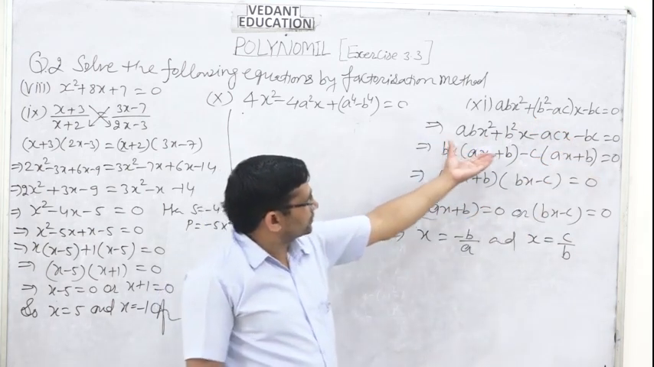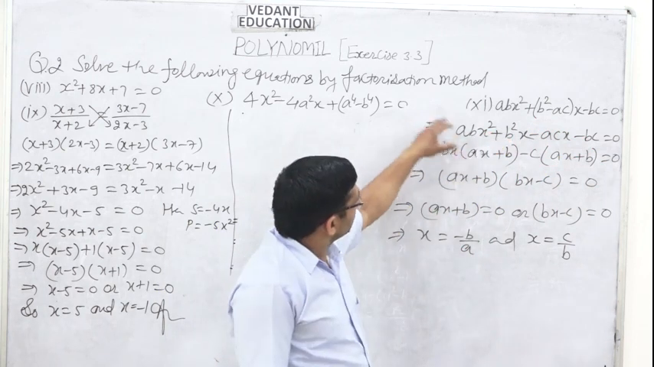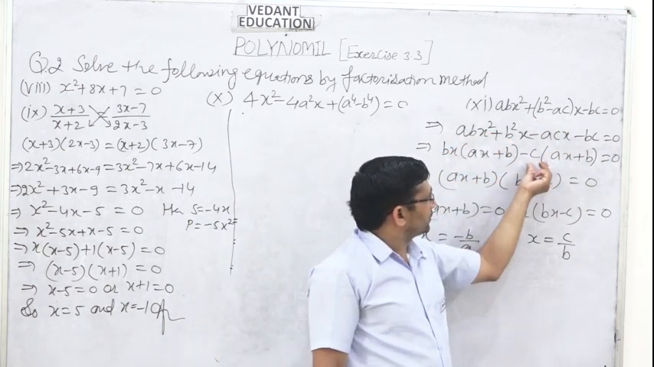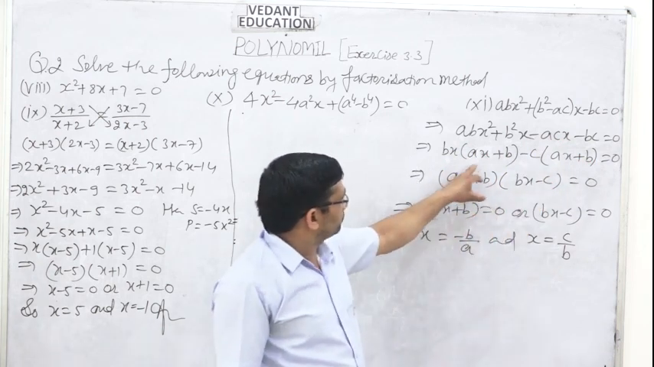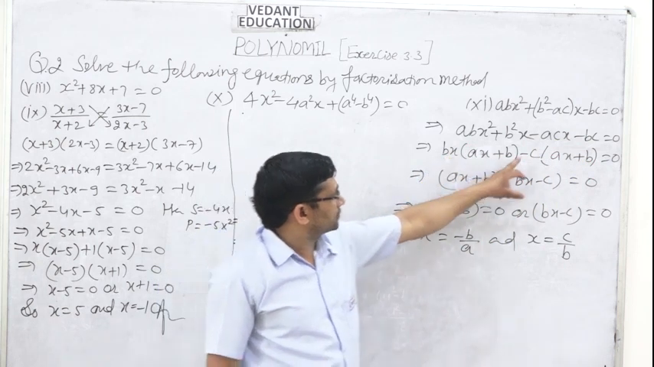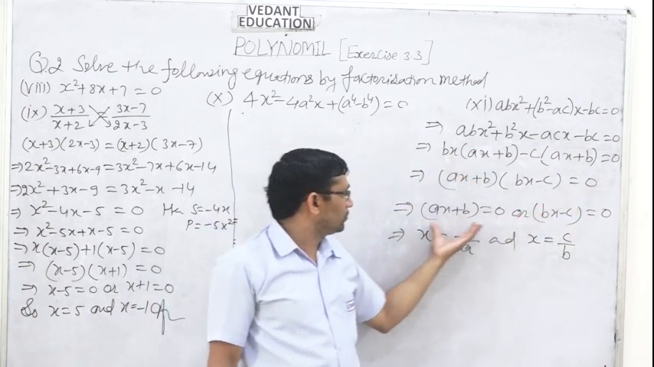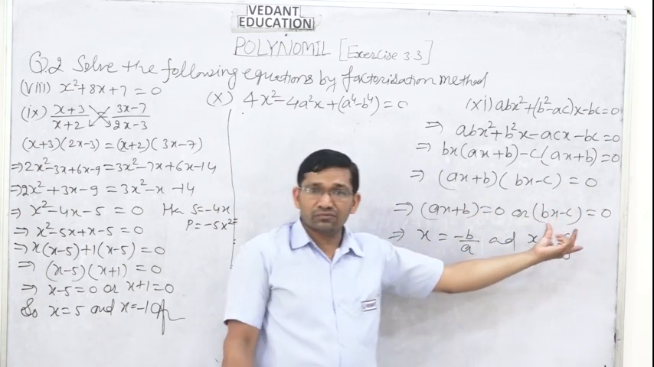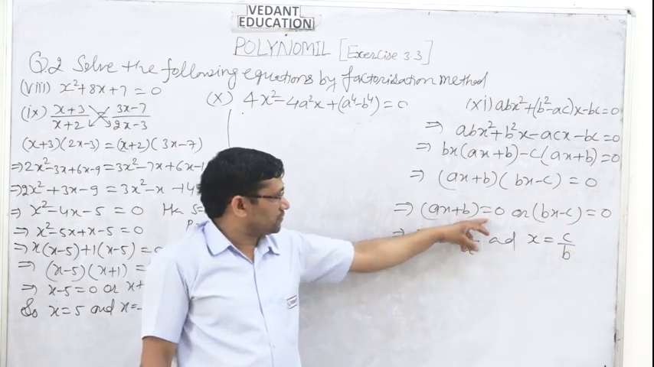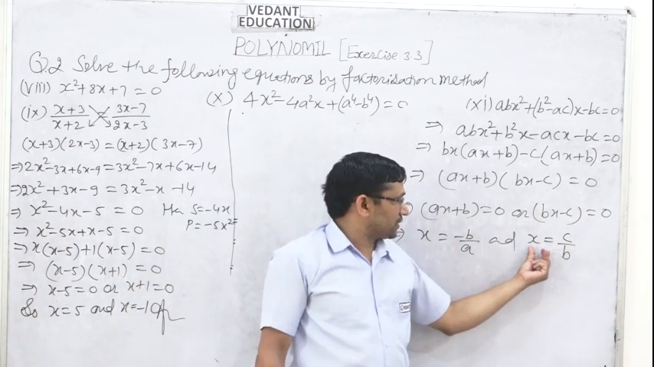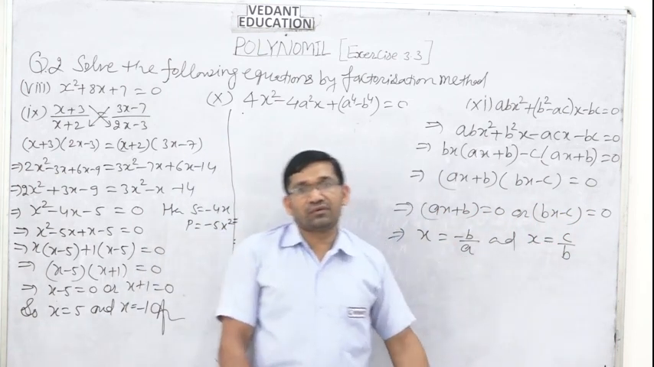Then we see that these have four terms, so we take common. In the first two terms bx is common and in the last two terms common is minus c. So again ax plus b is common, remain bx minus c equal to 0. So ax plus b is equal to 0 and bx minus c is equal to 0. If ax plus b is equal to 0, then x is equal to minus b upon a, and for this x is equal to c upon b.